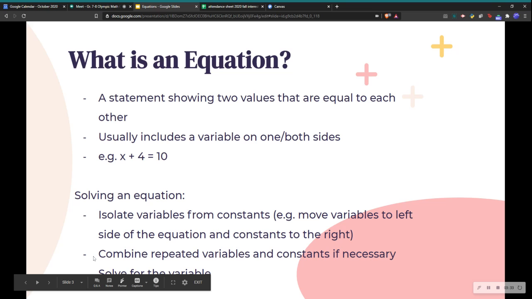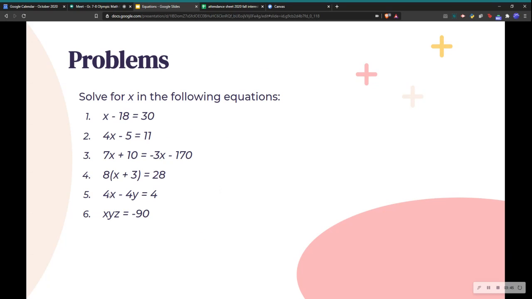And then lastly, you can solve for the variable. Those are the steps you can use to solve an equation. That should be fairly straightforward. Let's do a few equation problems. Solve for x for the following equations. Just note that x might not have an integer solution for some of the questions, so keep that in mind. I'll give you guys a few minutes to solve these.